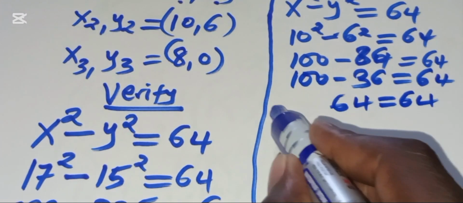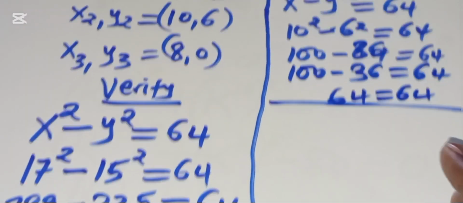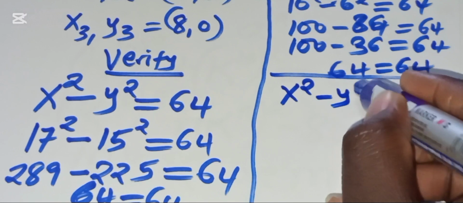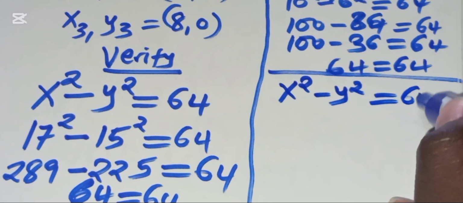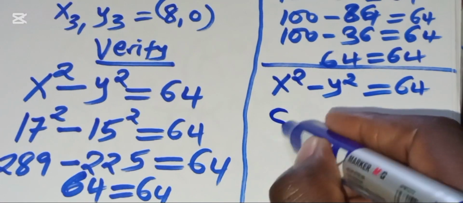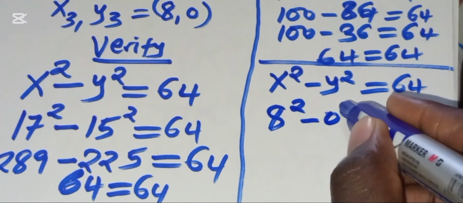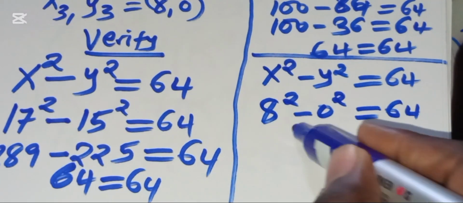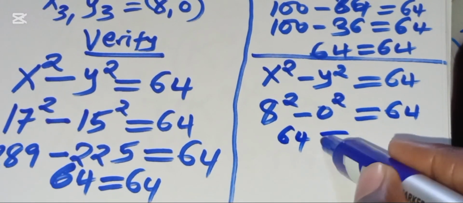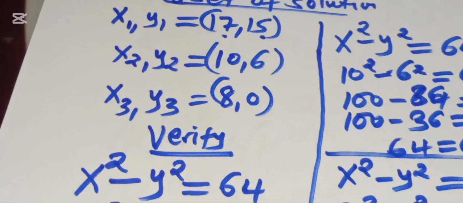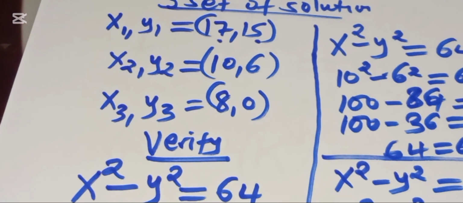So let's verify the last set of solution. Given the equation that x squared subtract y squared is supposed to give us 64, we have the set 8 and 0. So we'll have 8 squared subtract 0 squared. So 8 squared is equal to 64, which happens to be equal to 64. And that affirms that we have three sets of solution as explained.